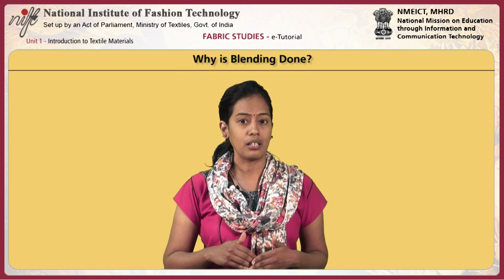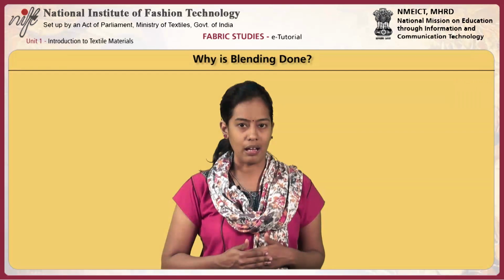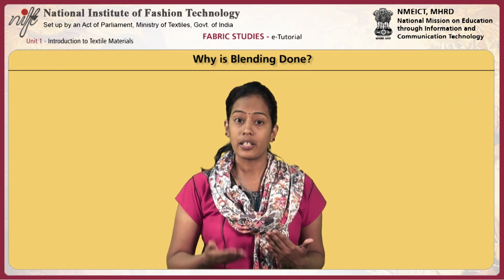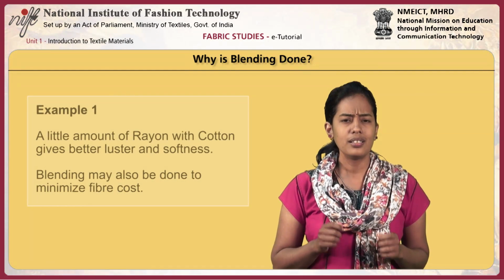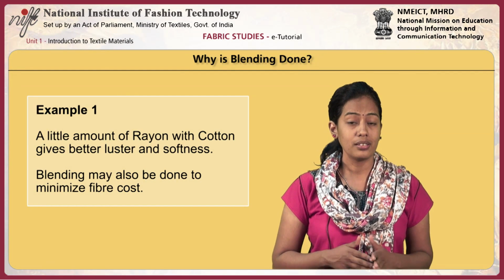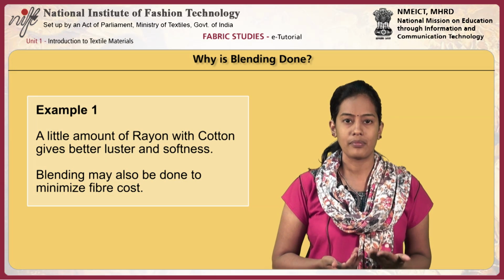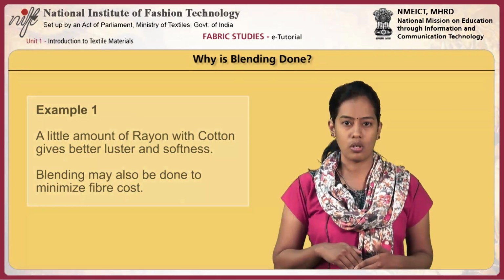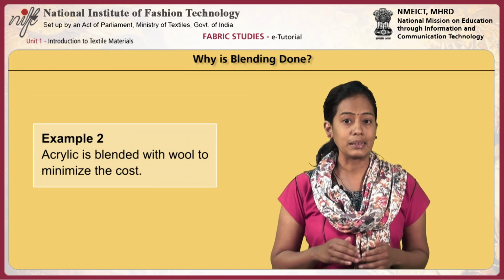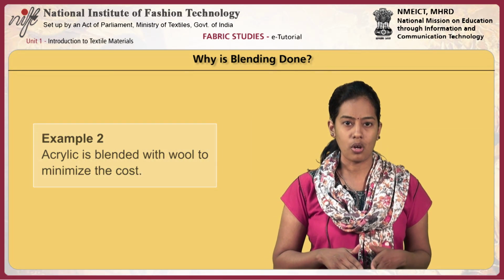Blending may also be done to improve uniformity of the yarns or better texture, hand or fabric appearance. A little amount of rayon with cotton gives better lustre and softness. Blending may also be done to minimize fiber cost. Acrylic is blended with wool to minimize the cost.